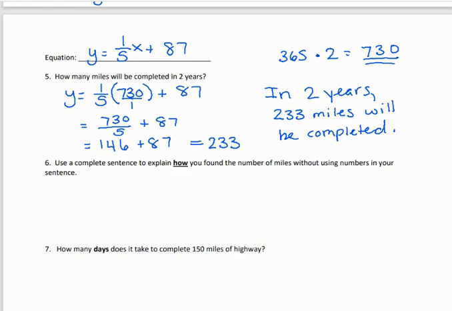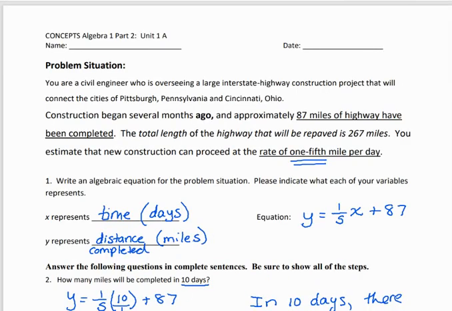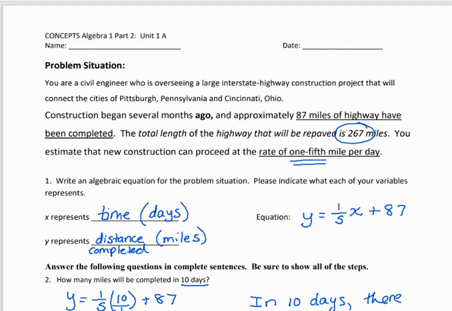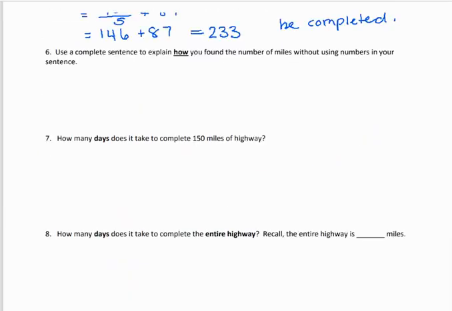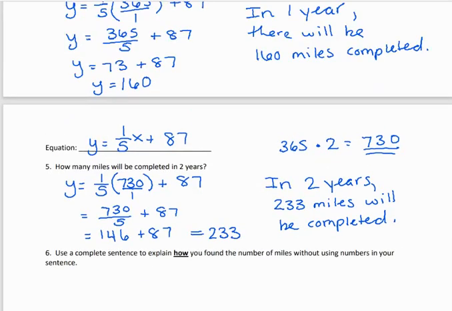Any questions, anybody? So if we recall, remember, the original problem says we're trying to get the total highway to be 267 miles, right? So in 2 years, we have 233 miles. So we still haven't completed it by the 2-year mark, just as an understanding of that.